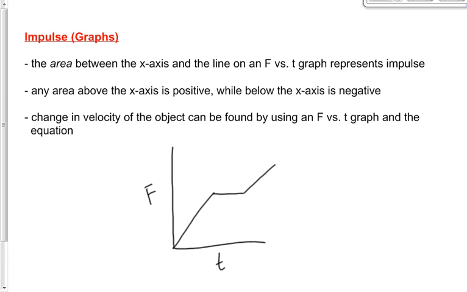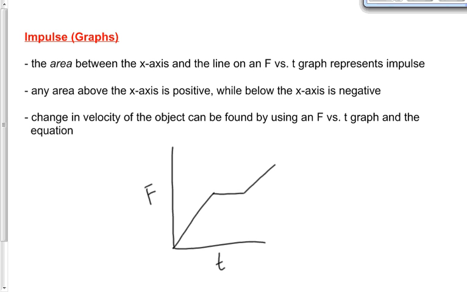Now, you will always find the area of an F versus T graph. I don't even care if you're asked for impulse. Okay? You're going to get it anyways. You may have to do something else with it. But the first thing you're going to do is get the area, which is the impulse. And then, if we have to, we'll go from there.